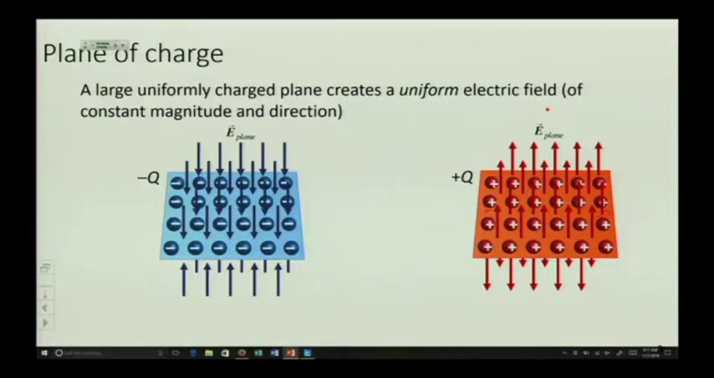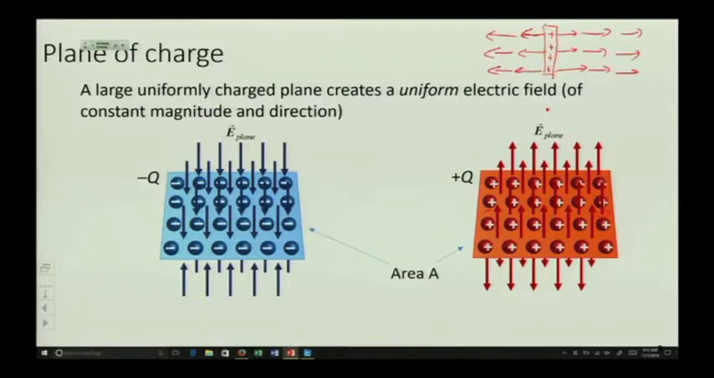So if I were looking at this edge on, so if I'm looking at the plane from the side rather than from the front, the electric field due to this plane is going to point away from it in both directions. And this is true everywhere on either side of the plane.